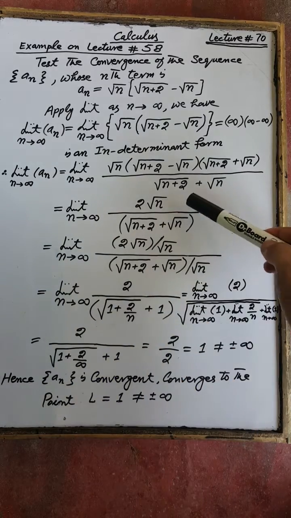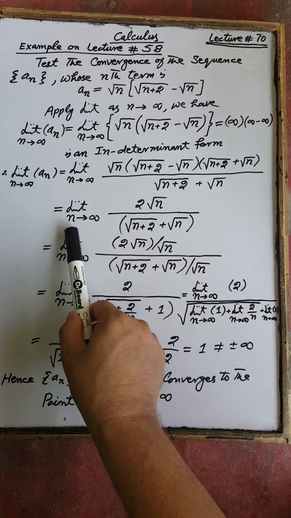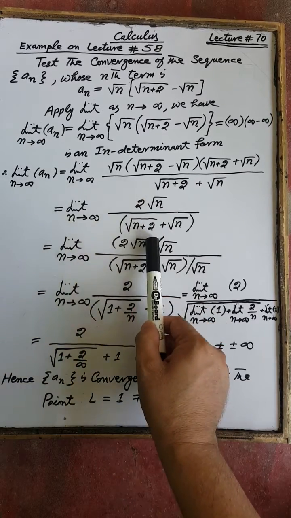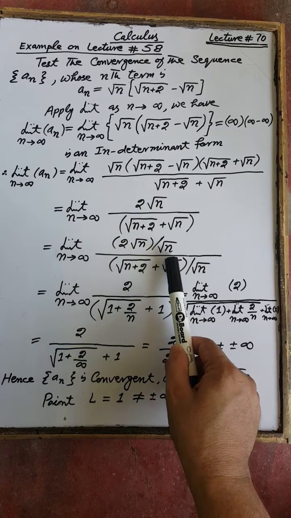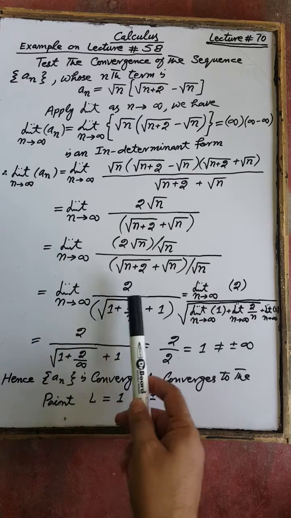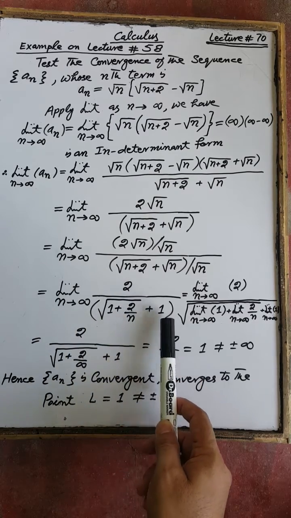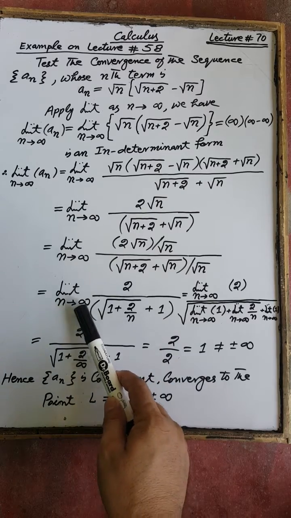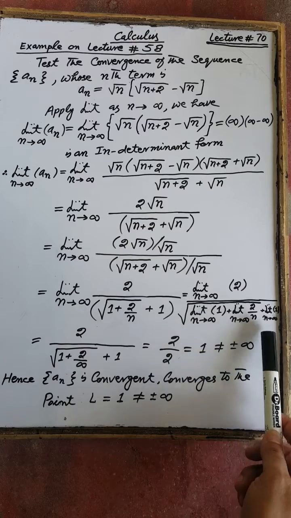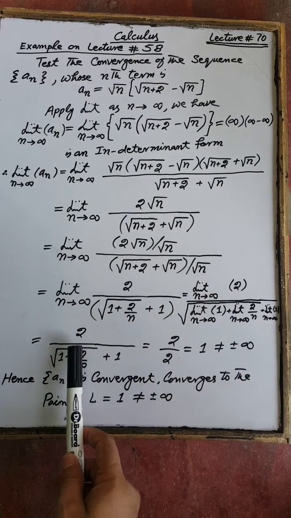Now the function is in the form of f divided by g, and according to the condition, when the limit n tends to infinity, we divide the numerator and denominator by √n. After the simplification, the function is the limit as n tends to infinity of 2 divided by (√(1 + 2/n) + 1). We apply the limit to the numerator as well as to each term of the denominator, and the limit of a constant is the constant.